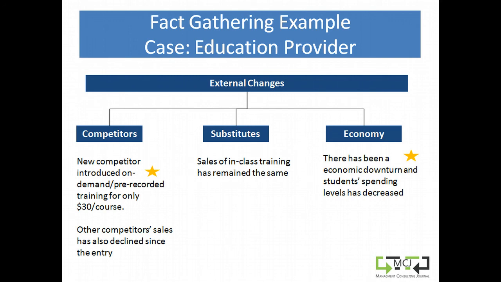Under substitutes, we know that sales of in-class training has remained the same. Okay, so not much there. In economy, there has been an economic downturn and students' spending level has decreased. So this further helps us understand why they're moving to this competitor who's offering courses for a lower price, because, well, they have less money to spend.